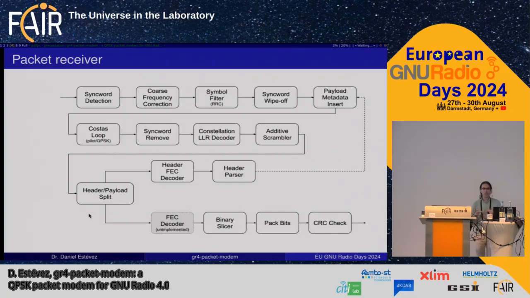There is the header payload split, because again, header and payload go through separate tracks. You FEC decode, so there is the LDPC decoder for the header. And on the payload, if you are doing any FEC, you would put the FEC decoder here. And finally, you do a binary slicer to obtain bits. You pack 8 bits per byte, CRC check, and if the CRC is okay, you say, here's my packet.